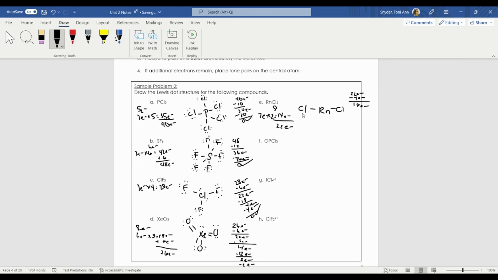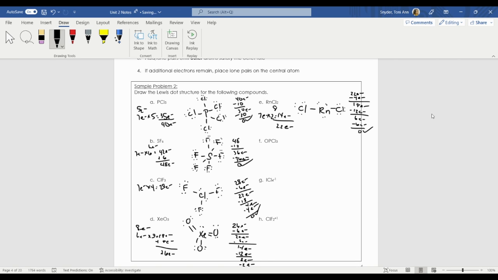Let's satisfy the octet rule for those outer ones. So I have 1, 2, 3, ... 12. Means I have 6 electrons left. So in this case, how many lone pairs does radon have on it? It's going to have 3 lone pairs. There's 1, there's 2, there's 3. There is our completed structure for this molecule.